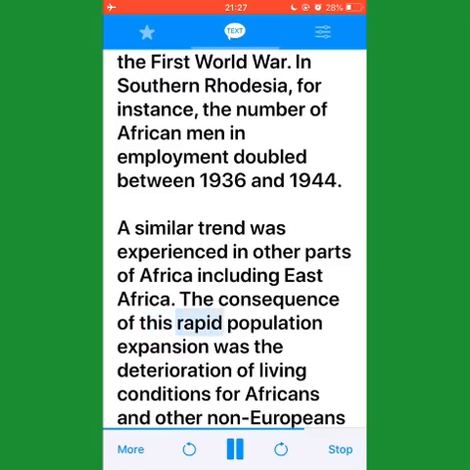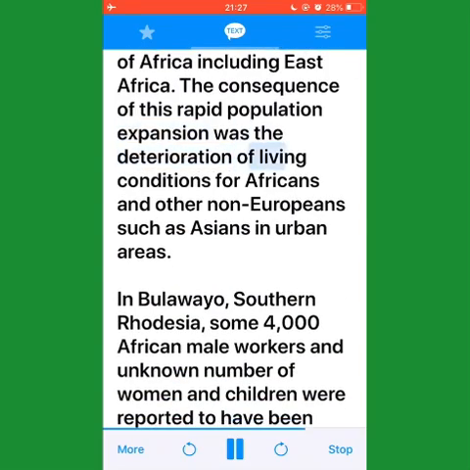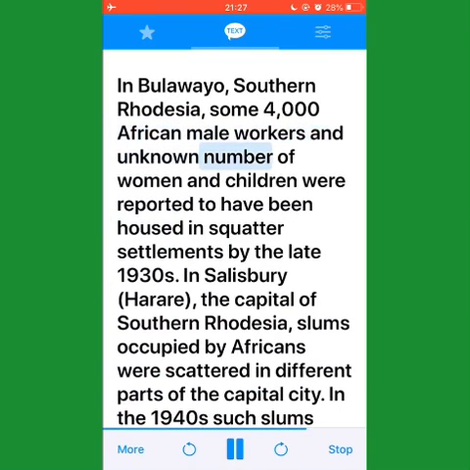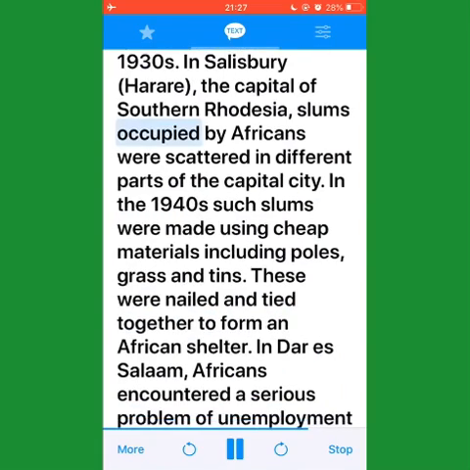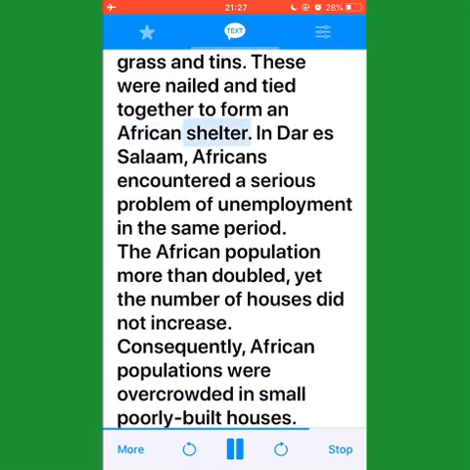The consequence of this rapid population expansion was the deterioration of living conditions for Africans and other non-Europeans such as Asians in urban areas. In Bulawayo, Southern Rhodesia, some 4,000 African male workers and an unknown number of women and children were reported to have been housed in squatter settlements by the late 1930s. In Salisbury, Harare, the capital of Southern Rhodesia, slums occupied by Africans were scattered in different parts of the capital city. In the 1940s, such slums were made using cheap materials including poles, grass and tins. These were nailed and tied together to form an African shelter.